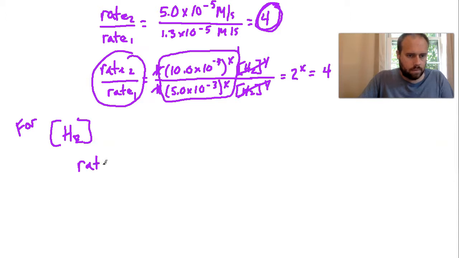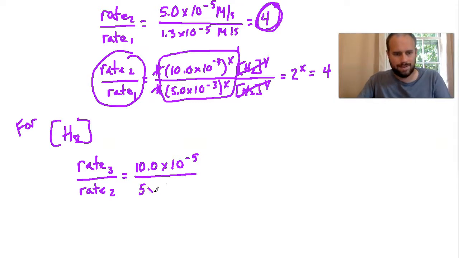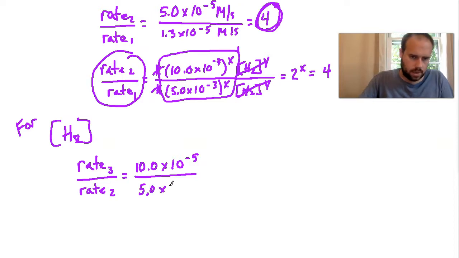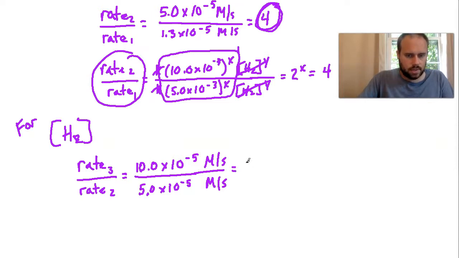So I have rate 3 over rate 2, and this is going to equal 10 times 10 to the negative 5th over 5 times 10 to the negative 5th. So again, these rates are coming from the table up there. I've got molarity per second, molarity per second. All right, so if I take a look at this, this equals 2, whereas the other one equaled 4, right?